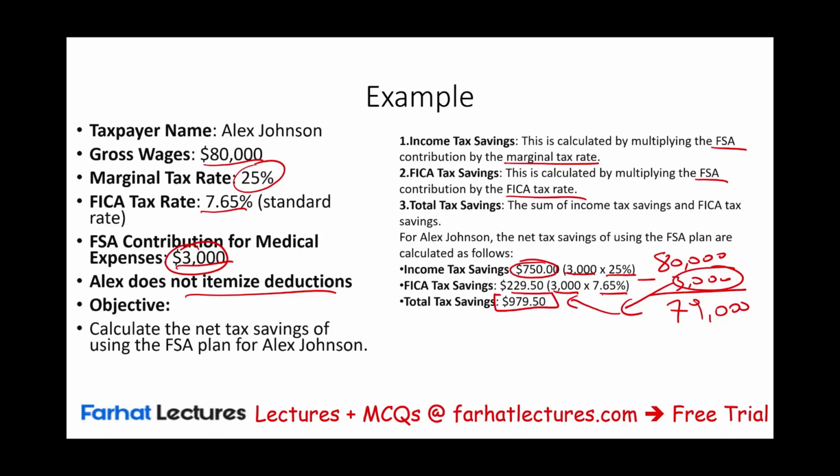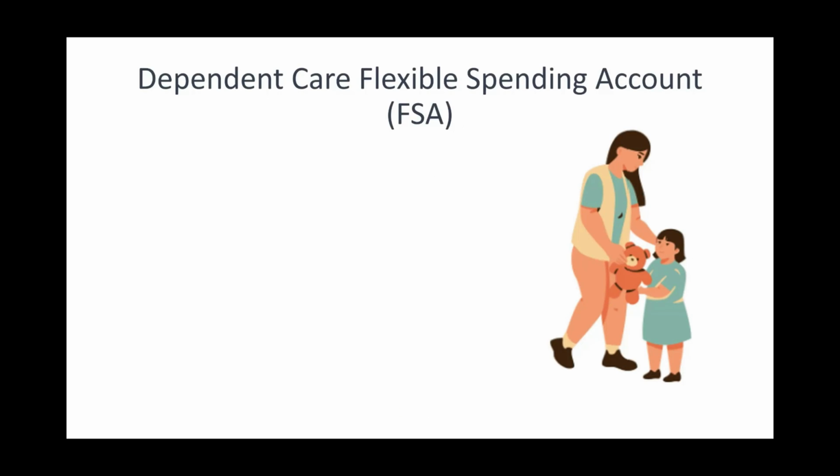So you put away $3,000, you use it for medical expenses, you save on your taxes $1,000. Not bad at all. By contributing, that's how much he saved. Let's take a look at the dependent care flexible spending account.